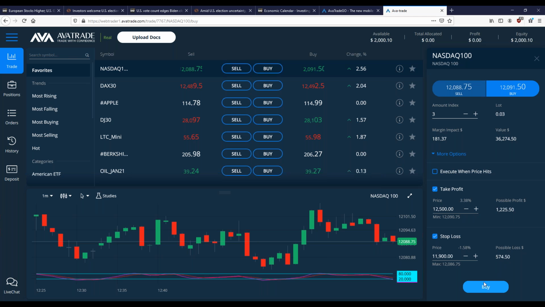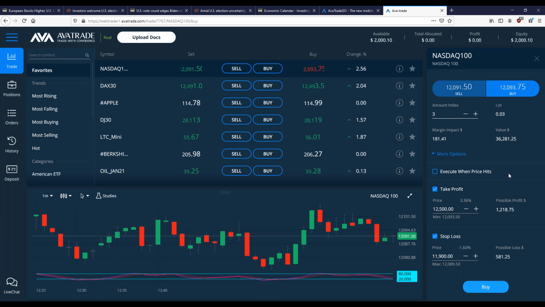So before you ever buy or sell on a move, you can know exactly the risk to your stop loss price, your potential profit to your take profit price, etc. Very useful. And it's the same in the AvaTrade Go mobile app.